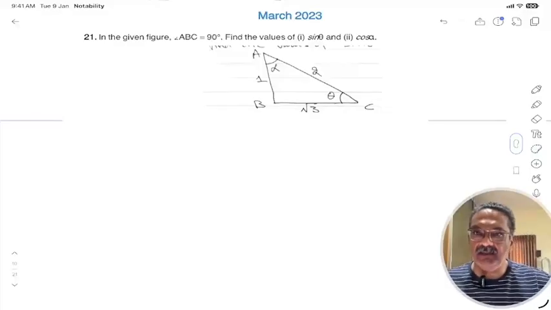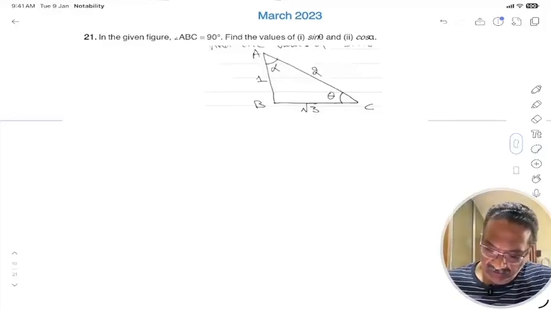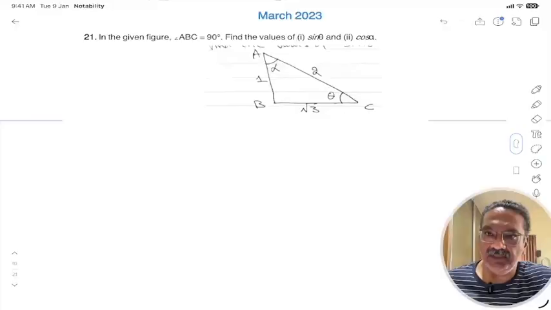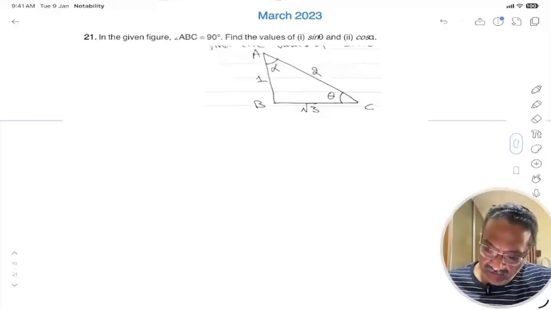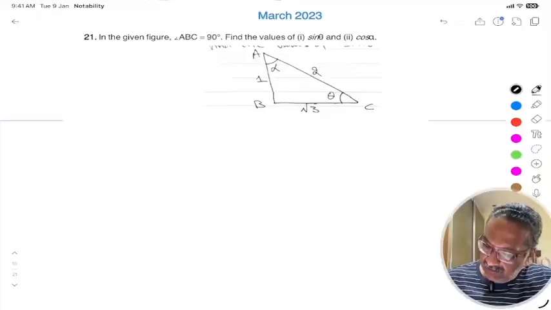Okay, now let's come to the March 2023 question paper questions. The first question, which happens to be the 21st question in the examination paper. Okay, this is a classic question, so almost every paper it repeats. Okay, so let's solve this.